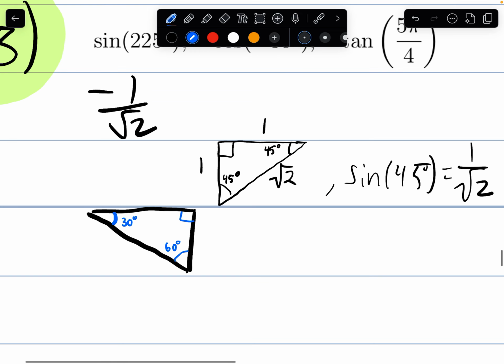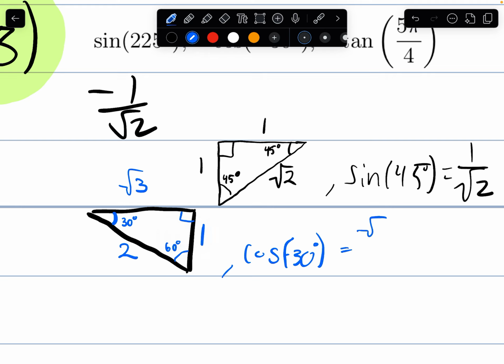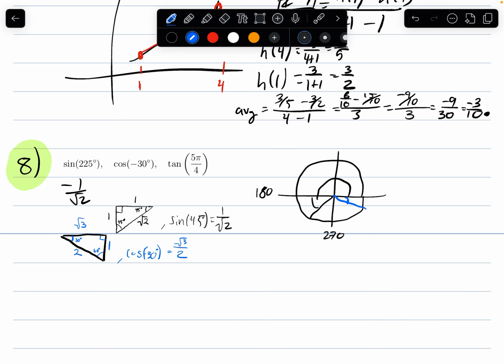And now again, if you remember, this is going to be 1, this is square root of 3, and this is 2. And the cosine of that, so cosine of negative 30 degrees would be adjacent over hypotenuse, square root of 3 over 2. And that's all. And now we can check the sign, because in the fourth quadrant, it's on the right-hand side, it's going to be a positive x value. So we get, negative, or not negative, I'm sorry, we get positive square root of 3 over 2.